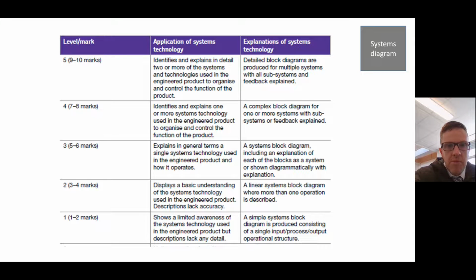The top mark box, if we look at that, is 9 to 10 marks. We're identifying and explaining in detail 2 or more of the systems and technologies used to engineer the product or organize and control the function of the product. So 2 or more systems. So chances are it's going to have some electronics, chances are it's going to have something that moves. So there's your 2 systems.